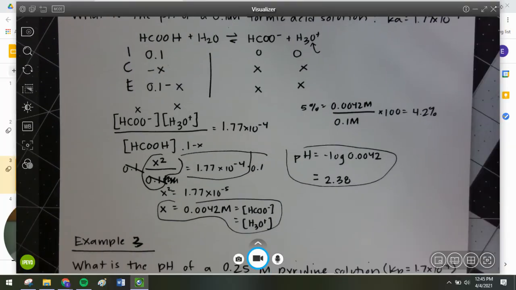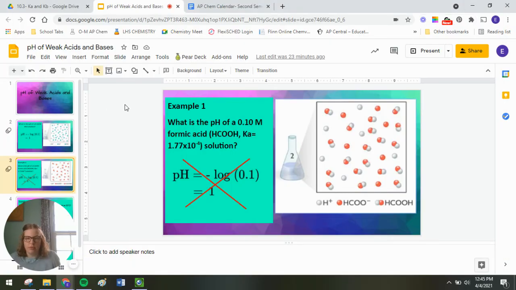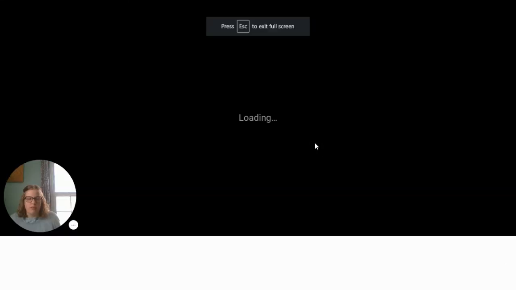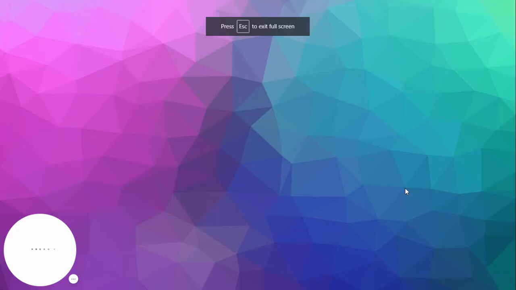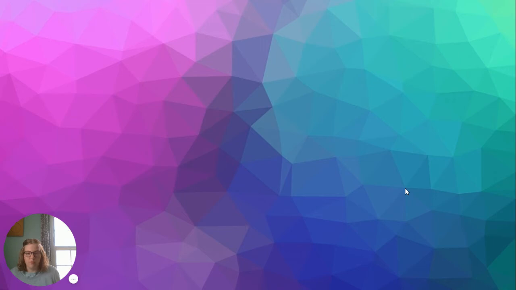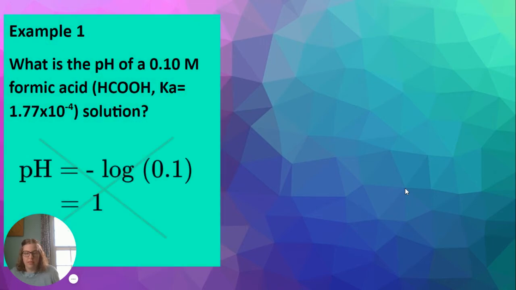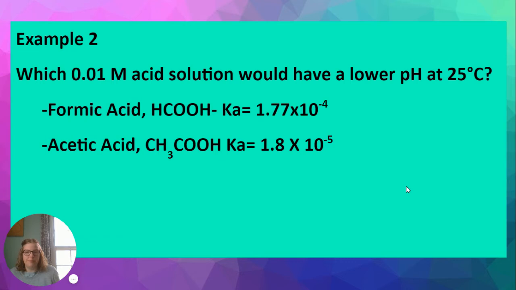Okay. So we're going to return to our examples here so that we can talk about a couple other scenarios you're going to run into. All right, so we did that one. All right, so here's example 2. Which 0.01 molar acid solution would have a lower pH at 25 degrees Celsius? Okay, so you look at this, we've got formic acid with a Ka of 1.77 times 10 to the negative fourth, it's the one we just did, or acetic acid with a Ka of 1.8 times 10 to the negative fifth.